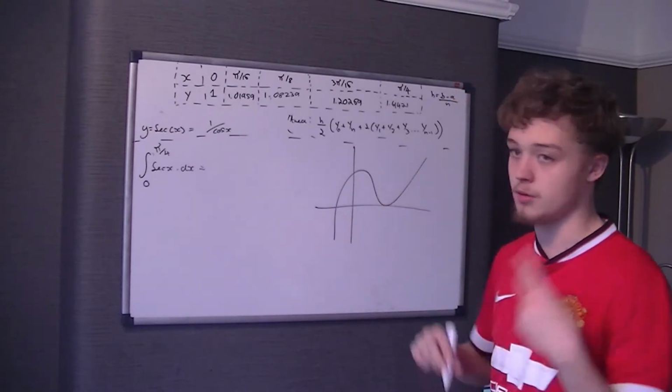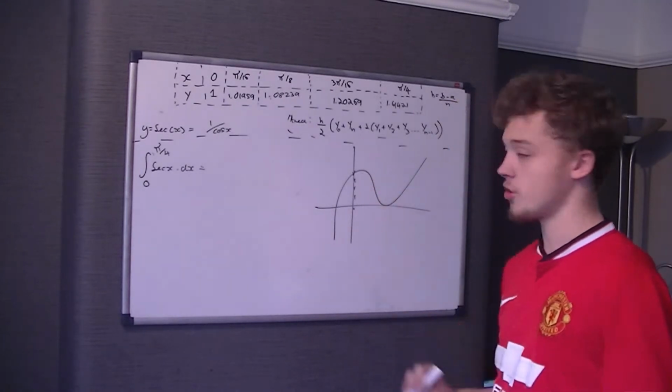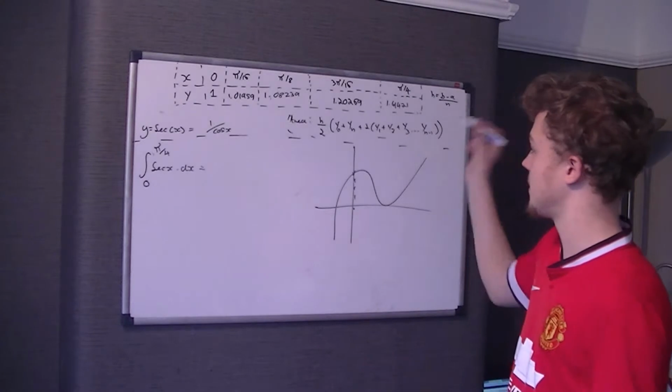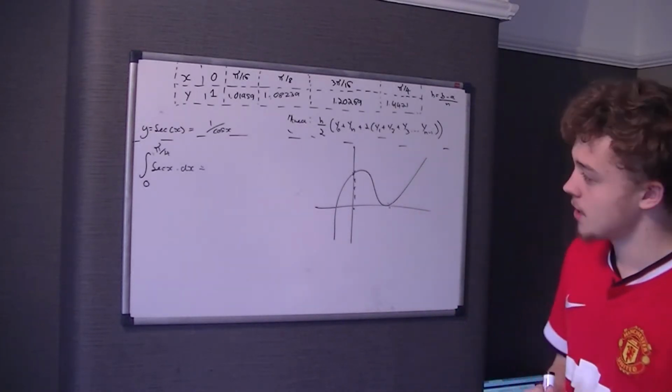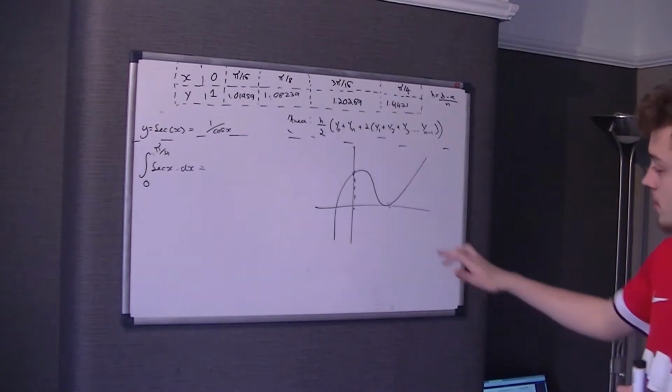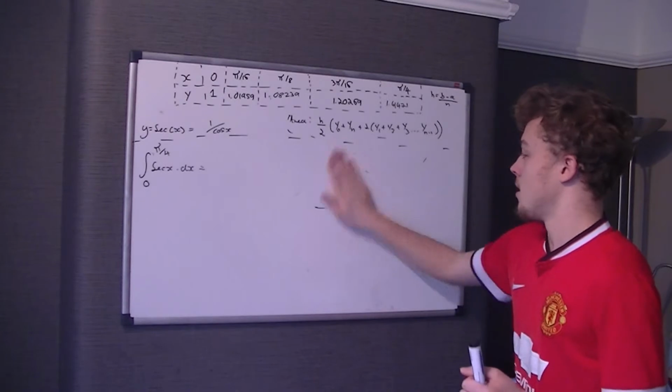Now, B and A, obvious. B is pi on 4, A is 0. So you can just write pi on 4 over N. However, what is N? Now, N is not the amount of X values you see here, because that would be 5.